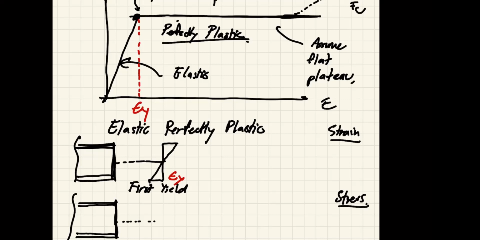Okay, and that means when you connect your strain with stress, you use the Young's modulus, right? So this becomes Fy, where the first yield is.